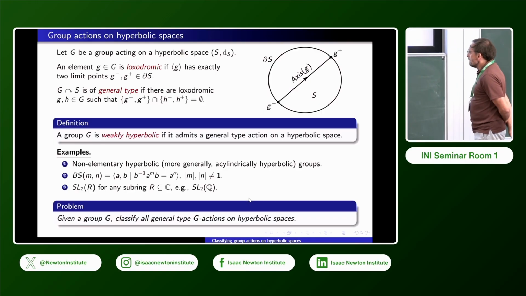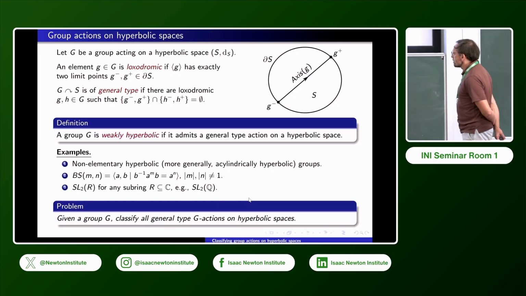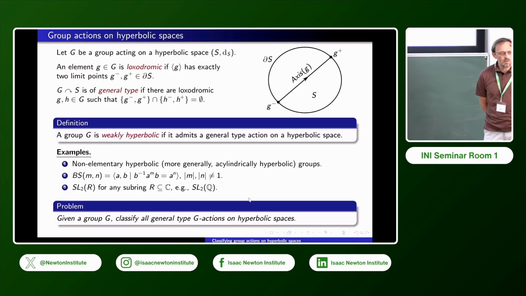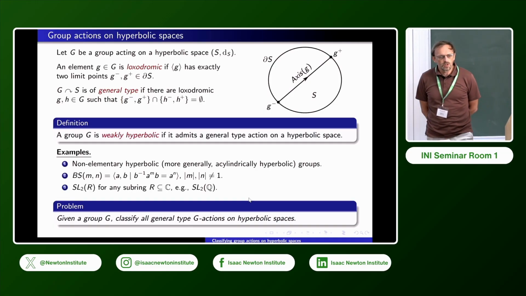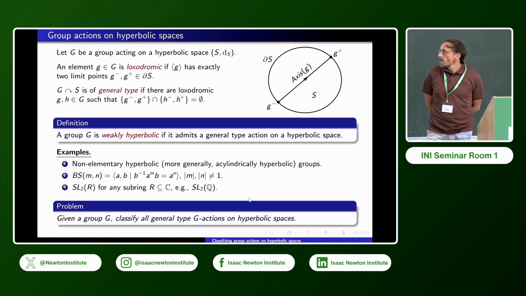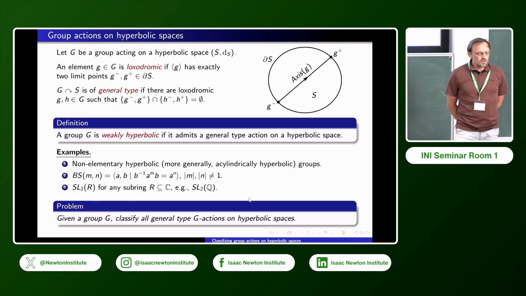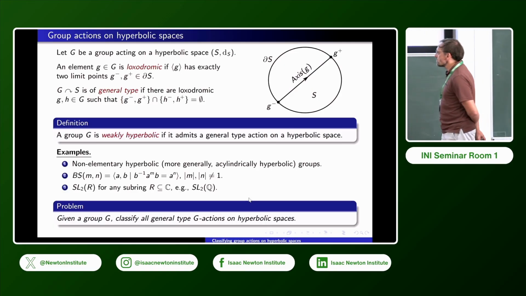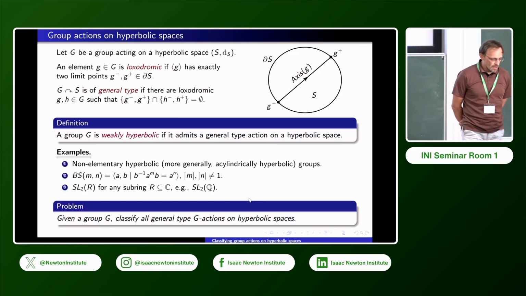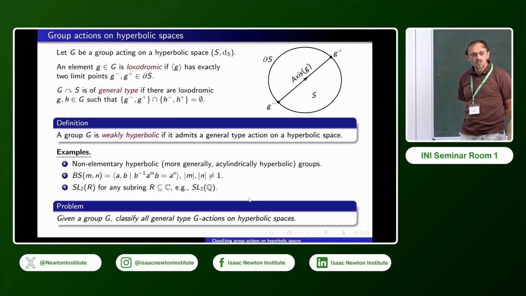Okay, and the problem I'm going to talk about today is, given a group G, classify all general type G actions on hyperbolic spaces. By hyperbolic spaces, I mean Gromov hyperbolic spaces, not necessarily Hn. And of course, I have to explain what it means to classify. So when we talk about a classification problem, first of all, we implicitly assume that there is some sort of an equivalence. And also, I'm going to talk about the complexity of this problem, and that also requires some background.